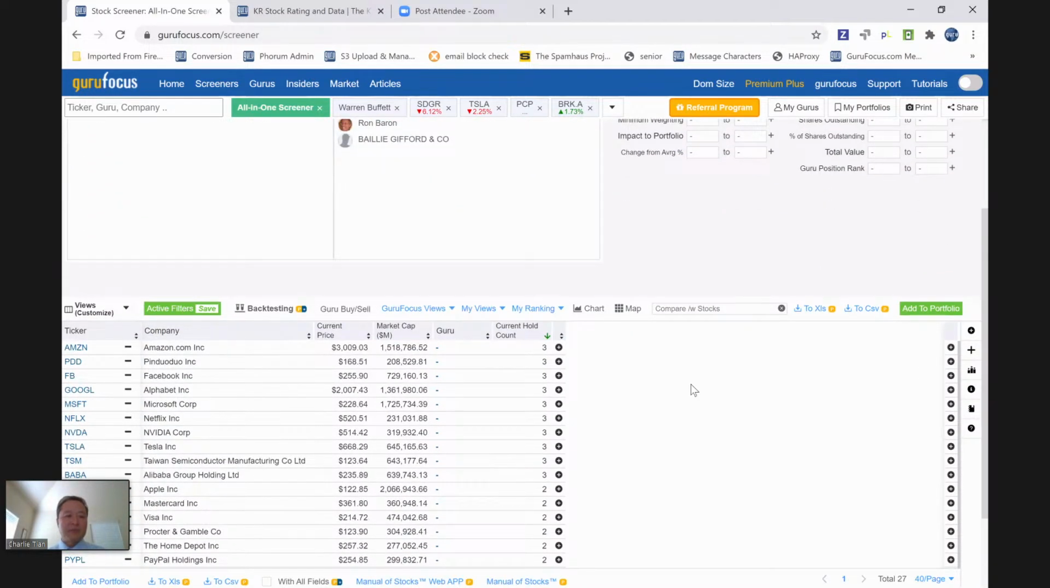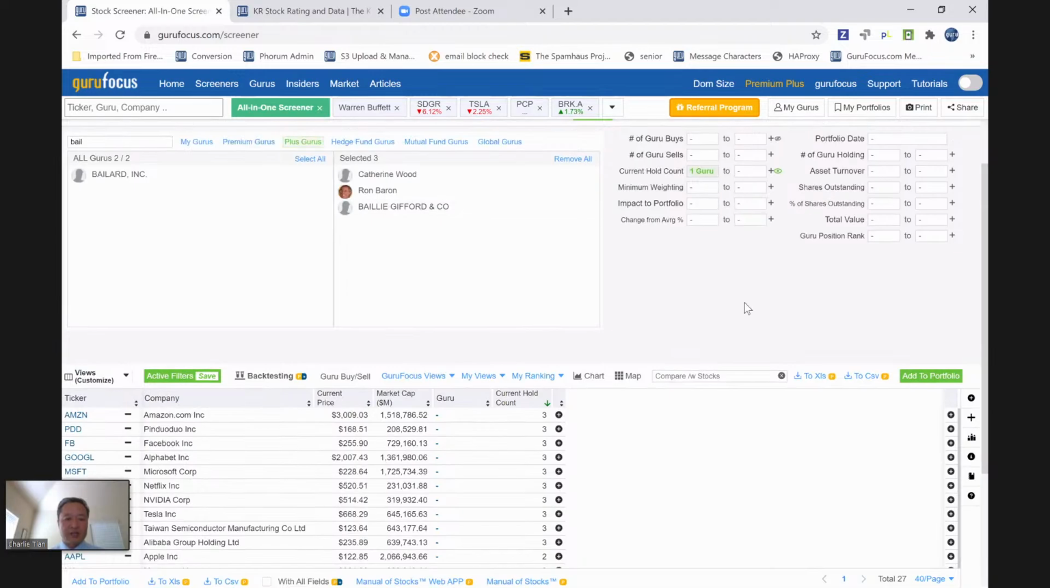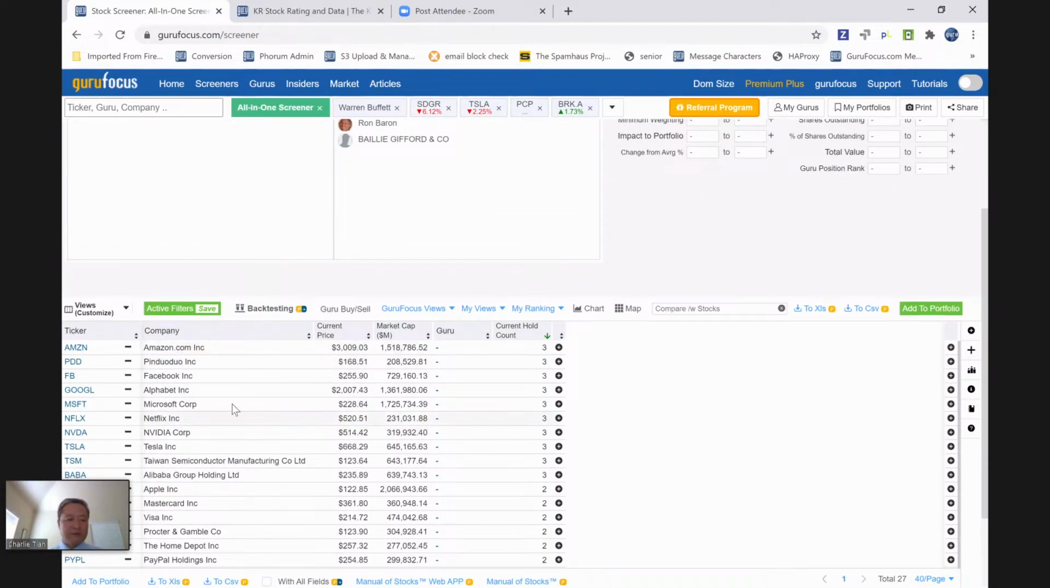I was looking at their common holdings, and here I did it. You can see that all three of them own Amazon and Pinduoduo, which is a Chinese online store company, similar to Amazon but not doing more things than Amazon for retail. Facebook, Google, Microsoft, Netflix, all three of them own these companies. And then others like Apple and MasterCard, they also own those.